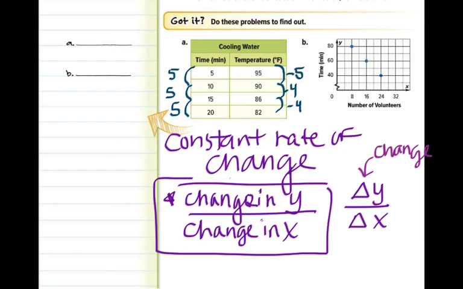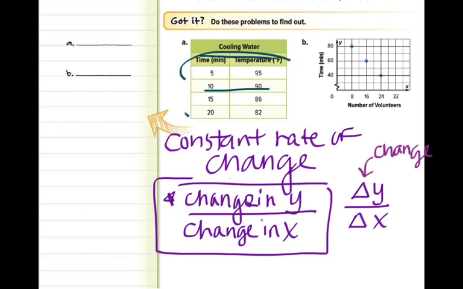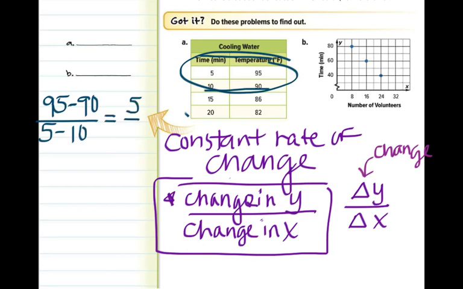Okay, so if we were to just take our first section right here, so ignore this part, my y's change, I say 95 minus 90, so when you find a change of something, you're subtracting, and 5 minus 10. So 95 minus 90 is 5, 5 minus 10 is negative 5. So my constant rate of change would be negative 1 over 1, once I simplified that.